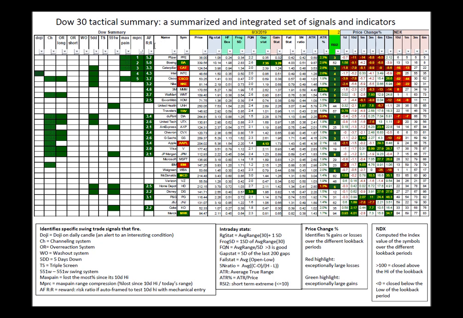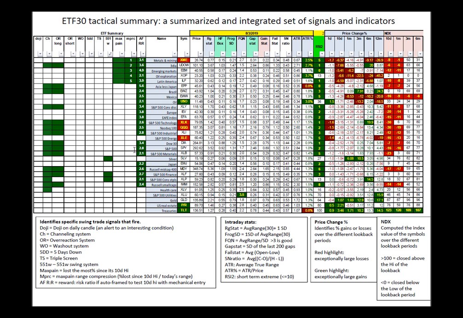Dow Tactical Summary. Everything on the auto framer is awesome. Many RSI 2s in the single digits. You can see the ones that cracked below their 10-period trading range. Real strength over here in Procter. ETFs are basically the same. Everything is testing out well in the auto framer. You wouldn't be surprised by that.